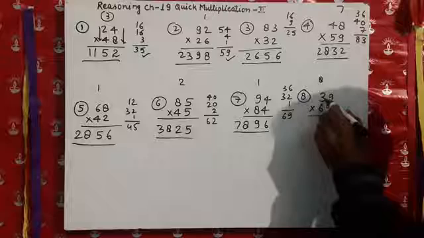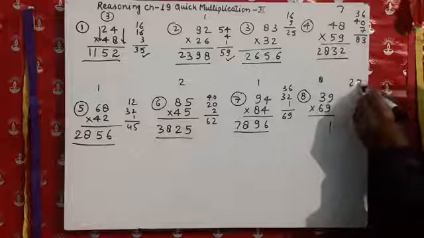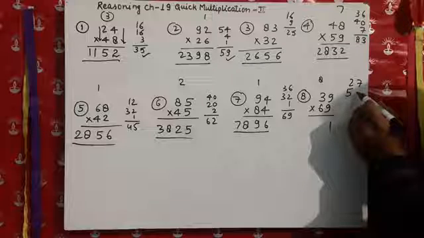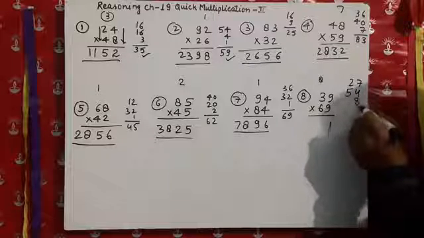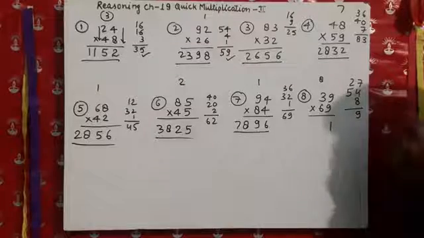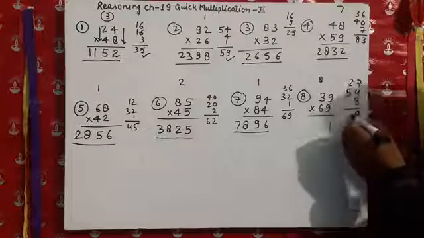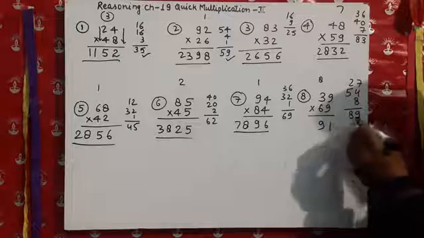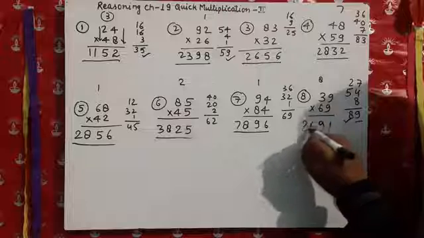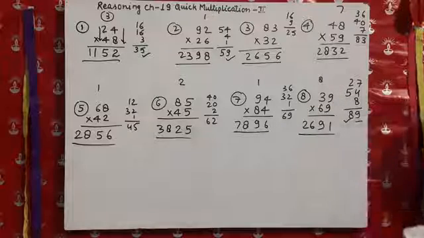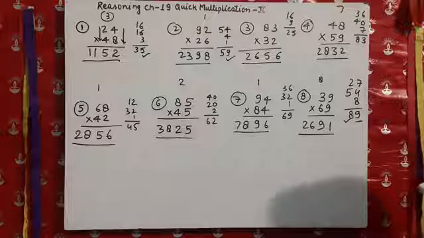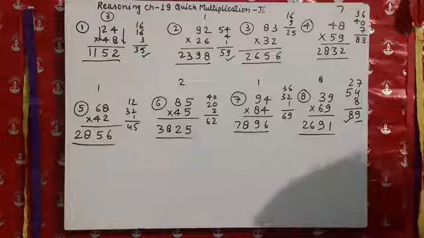Now 9 nines are 81. 8 is carry over. 9 threes are 27. Now 6 nines are 54. This one 8, 8 plus 4 is 12, 12 plus 7 is 19. 9 is here, 1 carry over. 5 plus 7 plus 1 is 8. Now we write down 9 here and this 8 carry over. 6 threes are 18, 18 plus 8 is 26. Now this answer becomes 2691. So these are the 8 parts I have done. The remaining parts you have to do by yourself. Thank you. Have a good day.